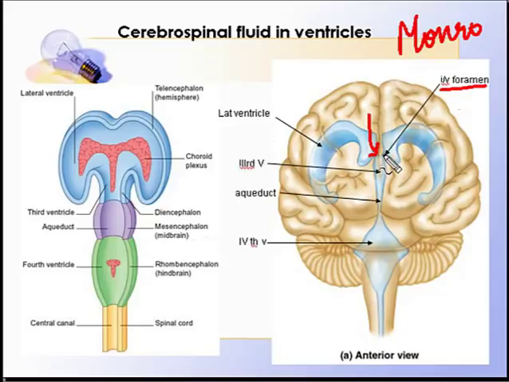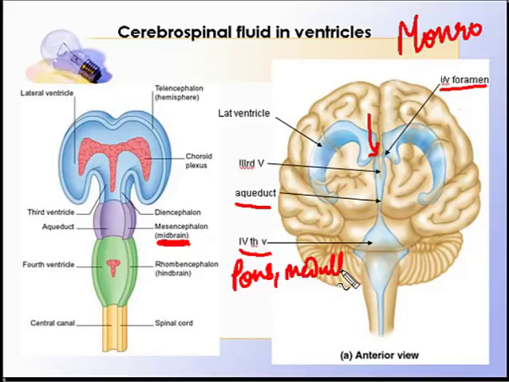The third ventricle then is continuous with a very narrow channel known as the cerebral aqueduct, and the cerebral aqueduct is present in a part of the brain known as the midbrain. This cerebral aqueduct is a narrow channel, and then it opens into a much wider channel which is called the fourth ventricle, and this fourth ventricle is present between the pons and the medulla.